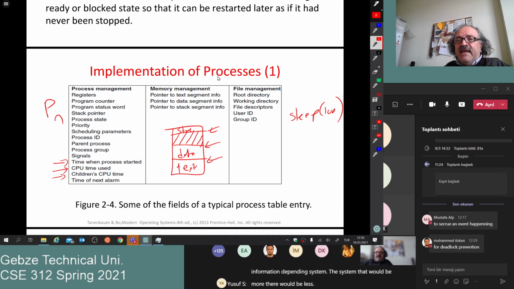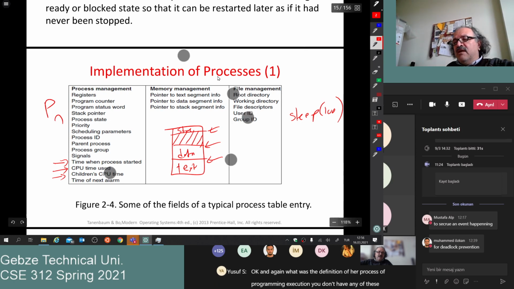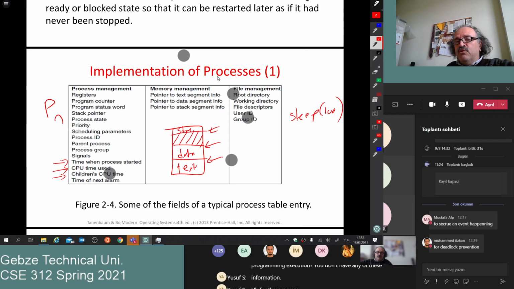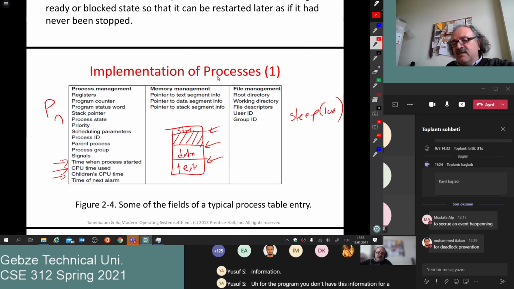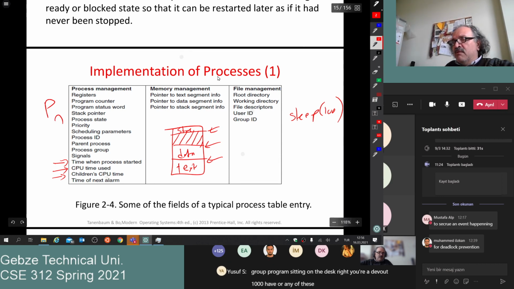Again, what was the definition of a process? A program in execution. You don't have any of this information for a program sitting on the desk, right? Your a.out doesn't have any of this information. But when your program starts running, it becomes a process, and all of this information has to be there, and the operating system keeps it.